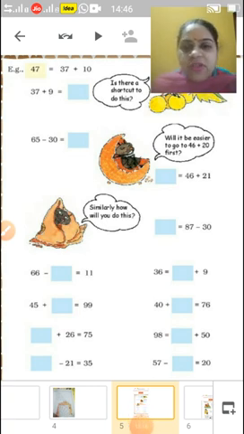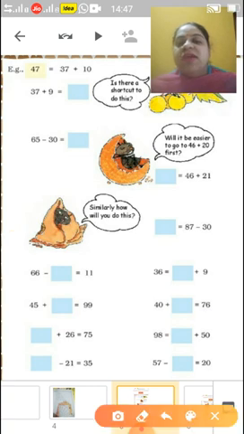Now in this also, children, you have to take a shortcut, by adding or by subtracting. So children, one example I will do for you, the rest you will do on your own. Okay, children. So now come here. 37 plus 9, you all know. Yes, very good. Your answer is 46.